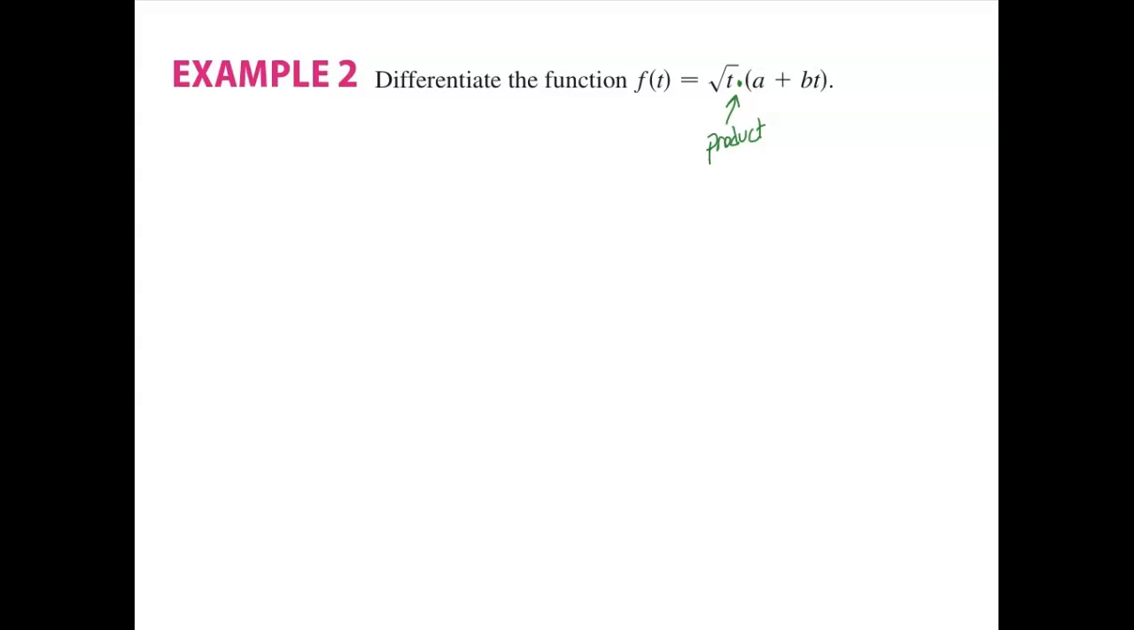Yeah, you could use the product rule. You don't need to though, because we could rewrite this as f of t equals t to the 1/2 times a plus b times t. Then I could distribute that t to the 1/2. And I can have f of t equals a t to the 1/2 plus b t to the, what do you do with the exponents when you have a product of powers?